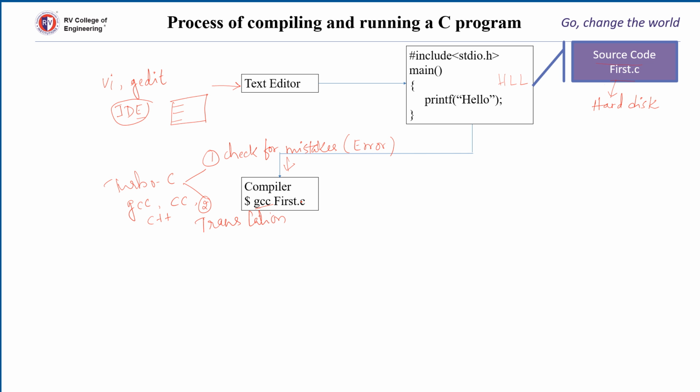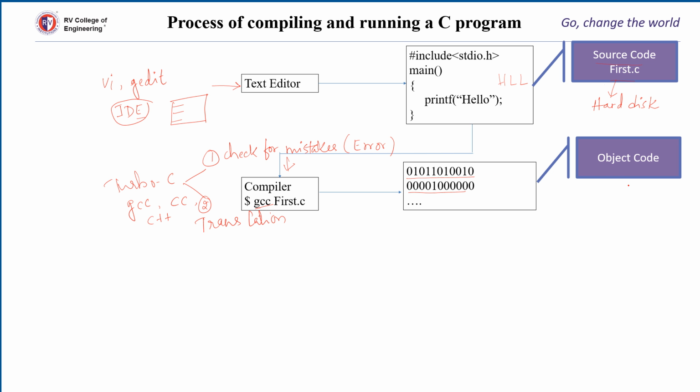Right, now after this, if at all your program is free from mistakes and you have followed all the rules of the language in order to write the program, then this compiler will perform translation. Okay, translate the program from high level language into binary code, into a machine level language. So if you observe, it's made up of zeros and ones. Okay, so this is called an object code.